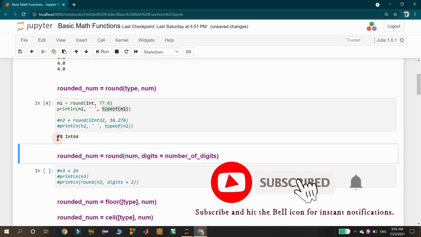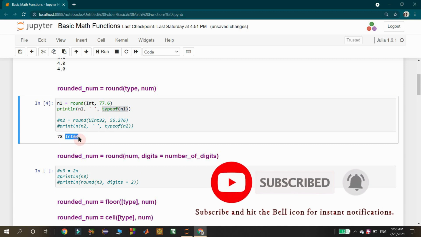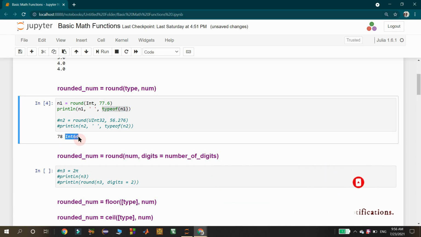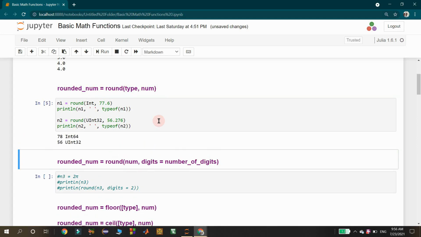Then 78 is the value after rounding. Since I am using a 64-bit machine, the default integer type would be Int64. And then the next example I am considering, where I am using n2 as a variable and the number is 56.276, and the data type after the rounding would be 32-bit unsigned integer. Then I am uncommenting the display statement. I am displaying n2 as well as the type of n2. Then after the rounding, 56.276 becomes 56, which is a 32-bit unsigned integer.